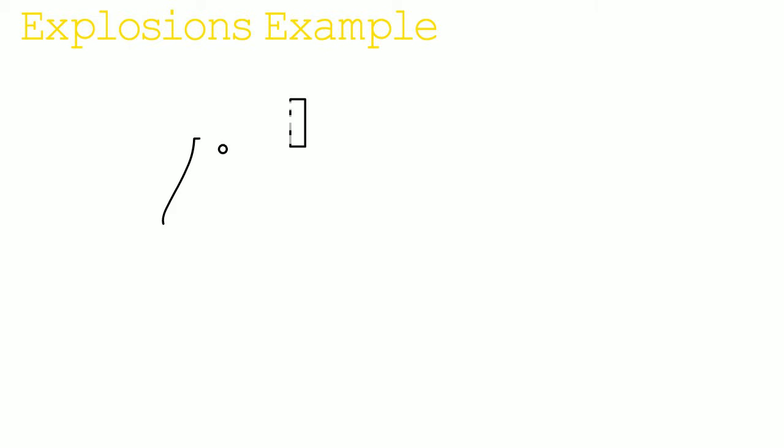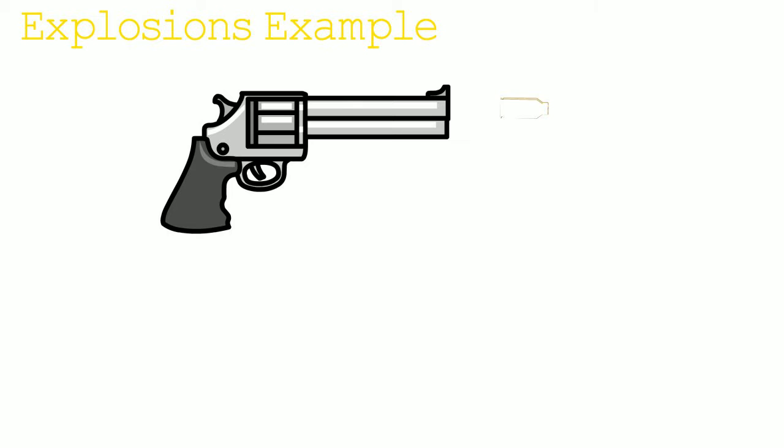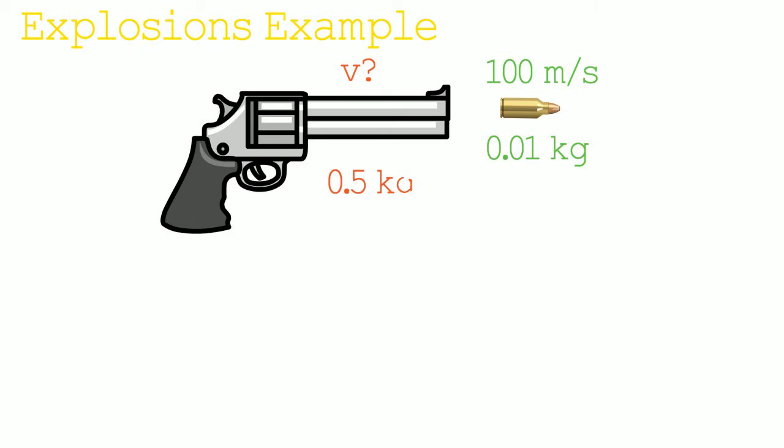The other case is an explosion. An explosion is where the two objects are moving in opposite directions. An example would be a gun firing a bullet. Let's suppose that a gun fires a bullet at a speed of 100 meters per second. We want to find what speed the gun will recoil at. The bullet has a mass of 0.01 kilograms, and the gun has a mass of 0.5 kilograms.